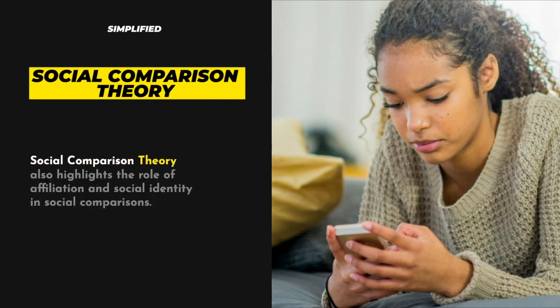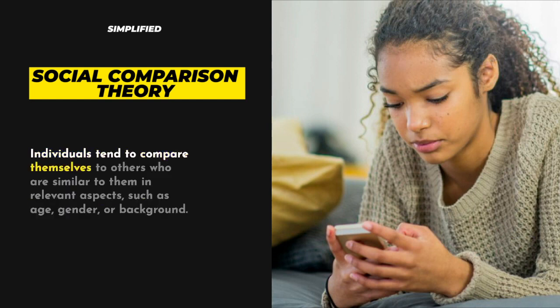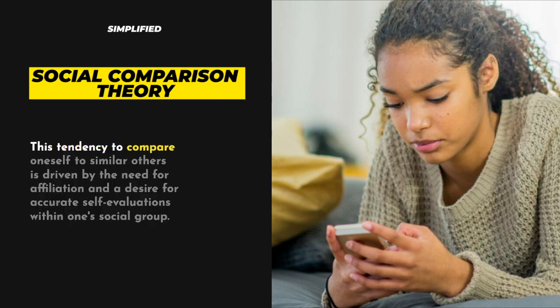Social comparison theory also highlights the role of affiliation and social identity in social comparisons. Individuals tend to compare themselves to others who are similar to them in relevant aspects, such as age, gender, or background. This tendency to compare oneself to similar others is driven by the need for affiliation and a desire for accurate self-evaluations within one's social group.